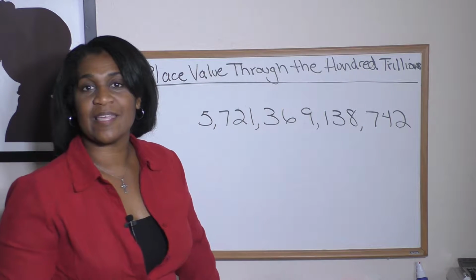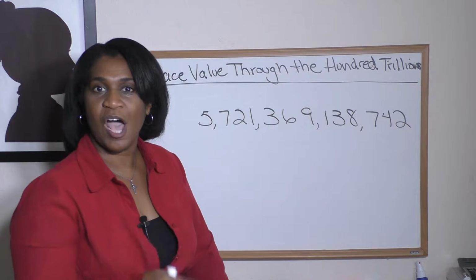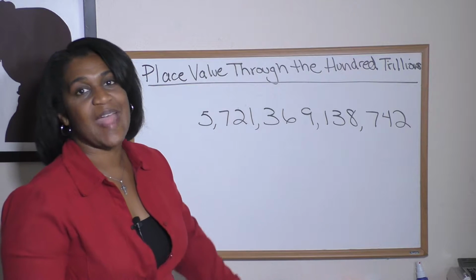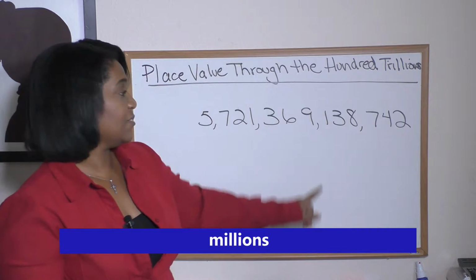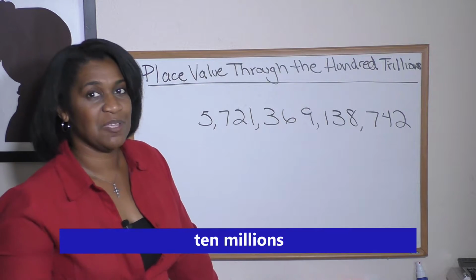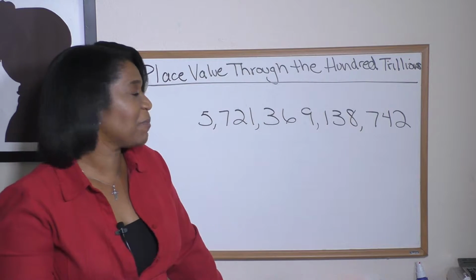Our 3 is in the 10,000s. Our 1 is in the 100,000s. Wait, we hit a comma, so things change. Now we move to the millions. Our 9 is in the millions. 6 is in the 10 millions. 3 is in the 100 millions. Hopefully you're seeing the pattern.